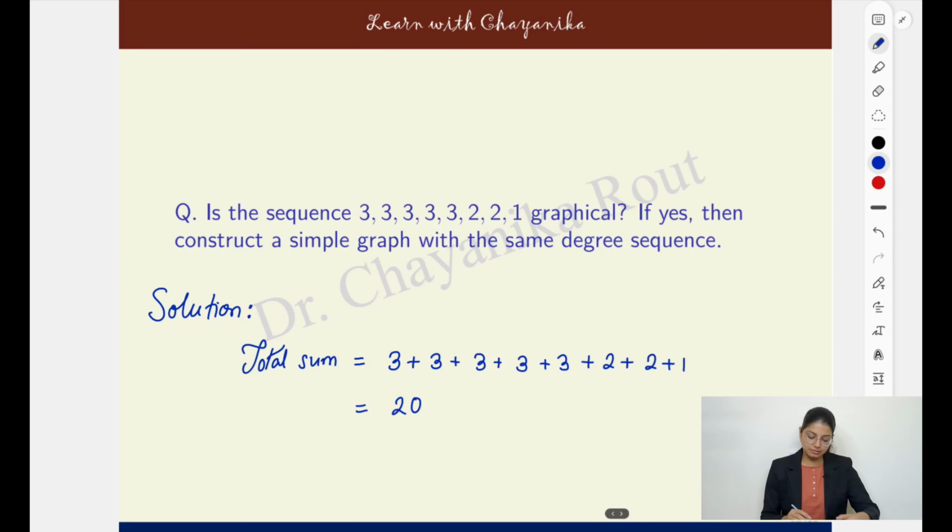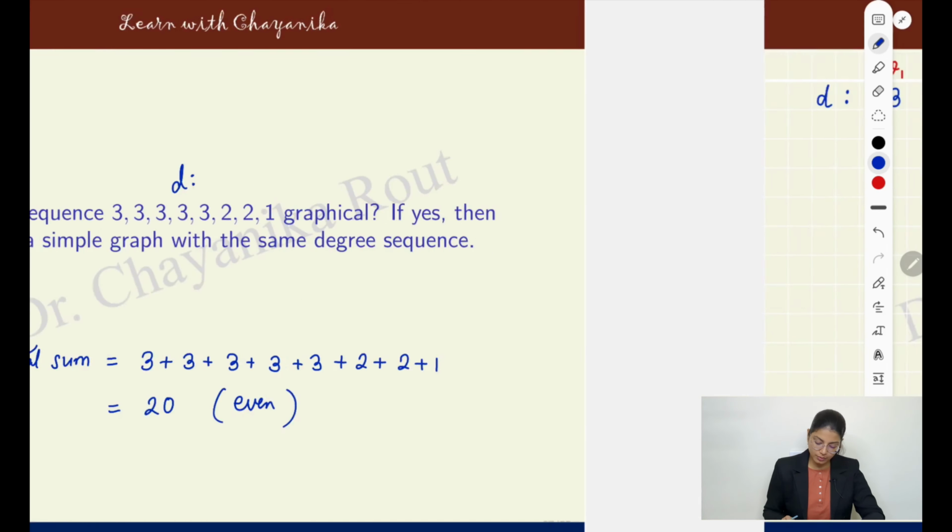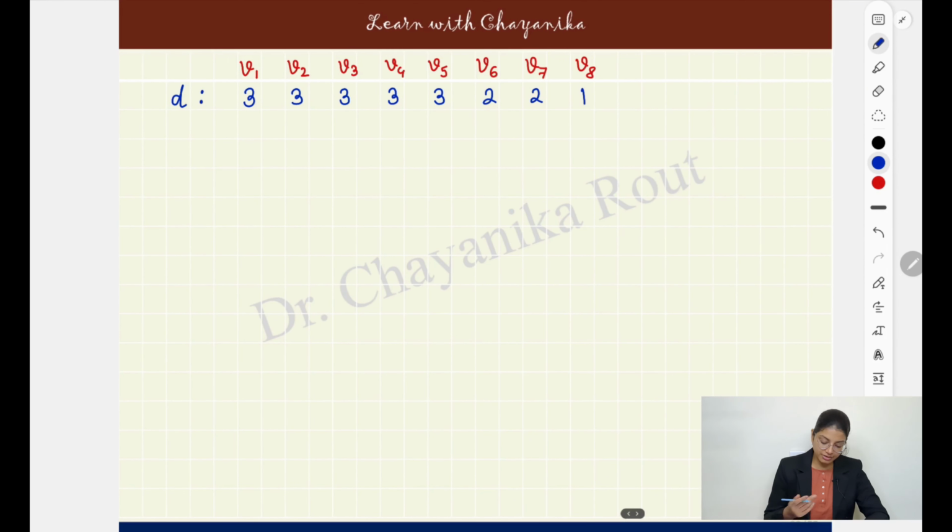Let's see another problem. So here we have the total sum as 20, which is even, which indicates this sequence D is a degree sequence. So we move to check if it is graphical. We have written the sequence here. We have checked already that it is in the non-increasing fashion. So we proceed to find out the next sequence, that is D dash.